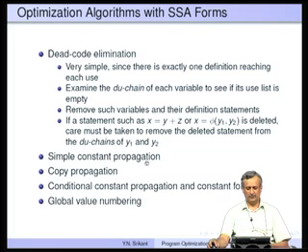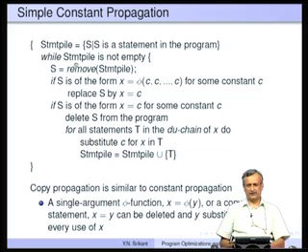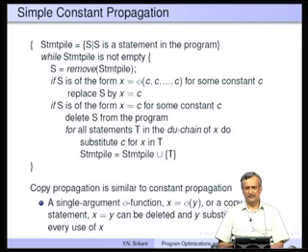We can do simple constant propagation, we can do copy propagation, we can do conditional constant propagation, constant folding, global value numbering, etc. So let us look at each of these in sequence. We have already seen enough constant propagation. This is probably a much simpler version of constant propagation. The more complicated version called conditional constant propagation we will discuss very soon.